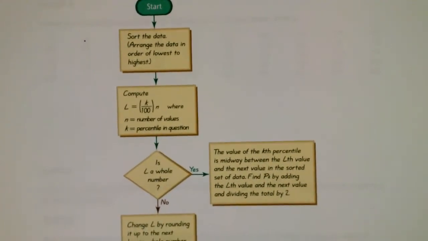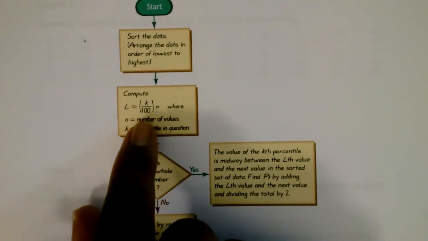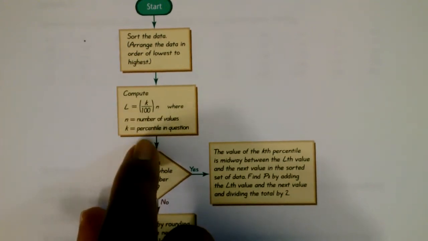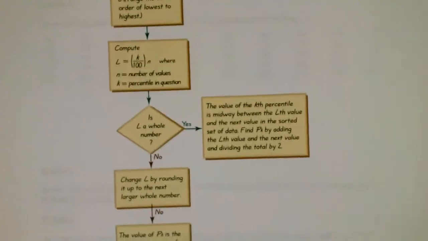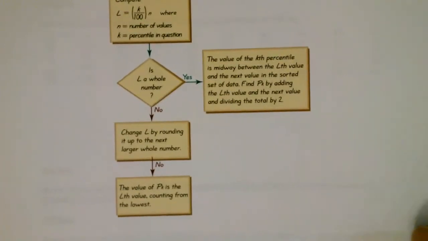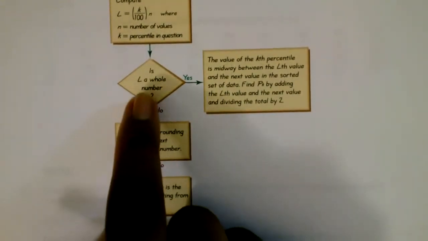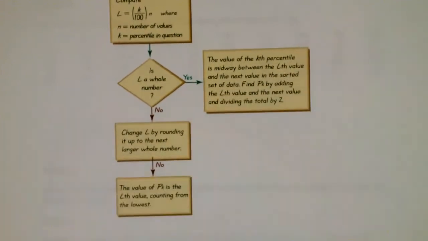First of all, you want to sort the data from least to greatest. And then you're going to compute L equal to k over 100 times n. k is the percentile in question, n is the number of data values. And then you're going to ask yourself this question: when you compute it, is L a whole number? If it is, then the value of the k percentile is going to be midway between the Lth value and the next value in the sorted data set. So you're going to find P k by adding the Lth value and the next value and dividing that total by 2. So let's say L was 11.